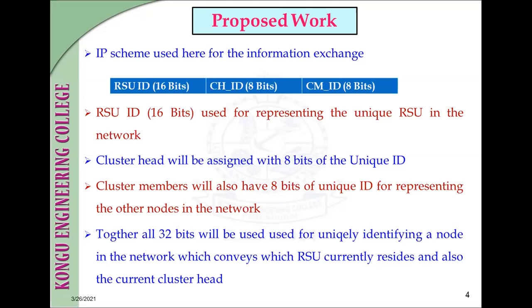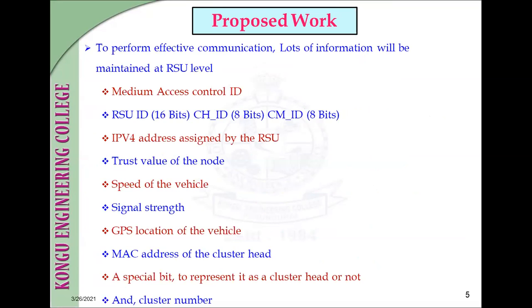Together, all these 32 bits are used for uniquely identifying a node in the network, which conveys which RSU it currently resides in and also the current cluster head. For example, using these 32 bits, I can easily locate one particular vehicle in the entire network, and I can easily say which RSU it belongs to and which cluster head it is currently holding on to. All this information I can easily tell using this proposed 32-bit scheme.